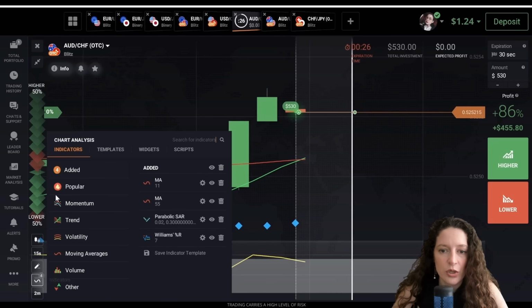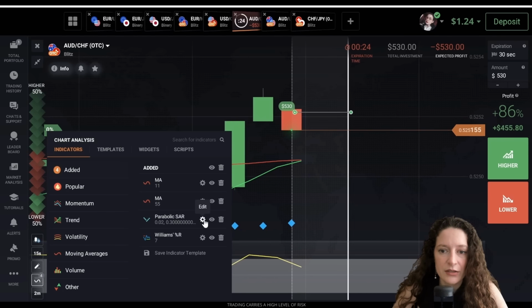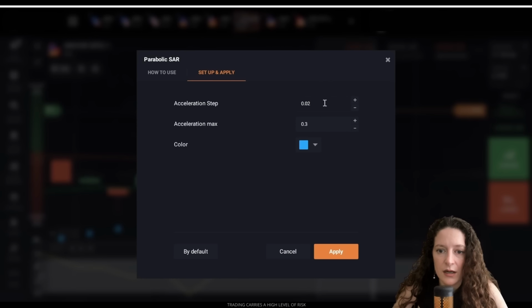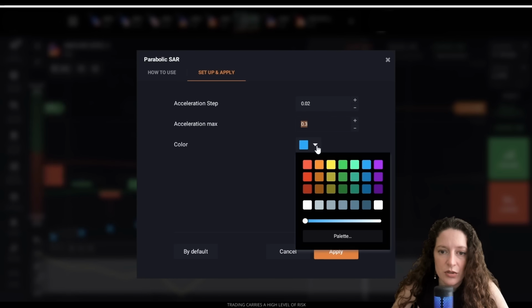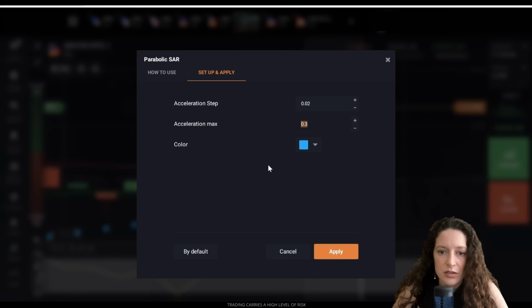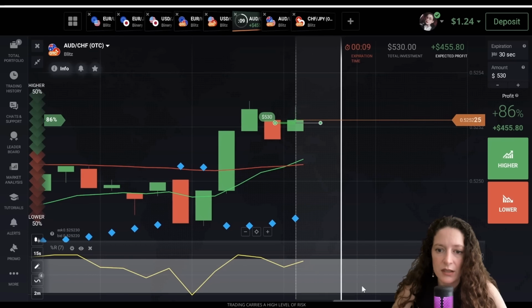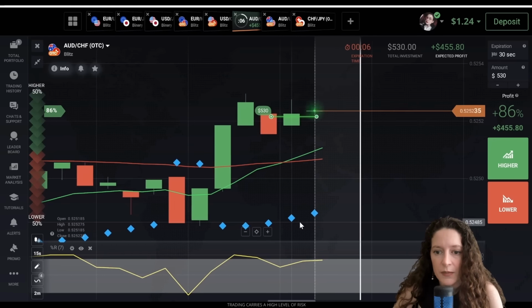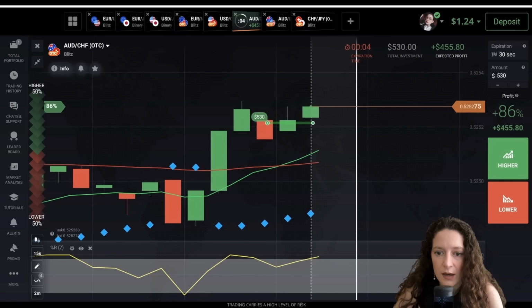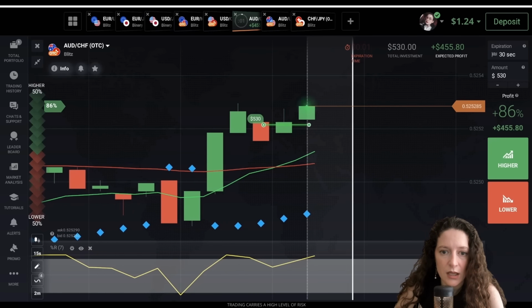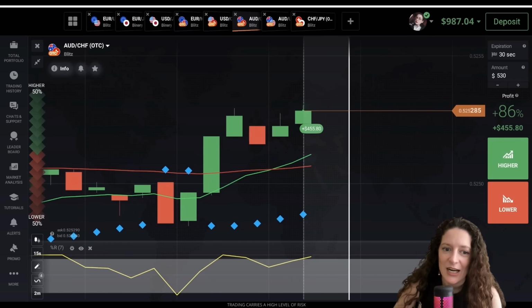Now I want to show you the third indicator, and it's Parabolic SAR. I set the period to 0.02, 0.3. Let's choose the color to blue and continue to trade. As you can see, the opening of this position is going quite successfully, and I hope it will be closed like this.